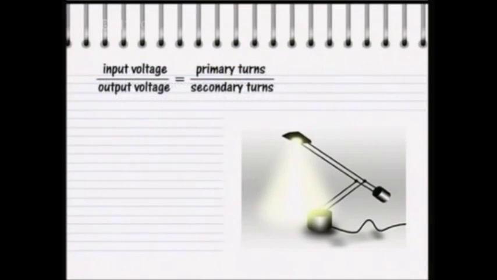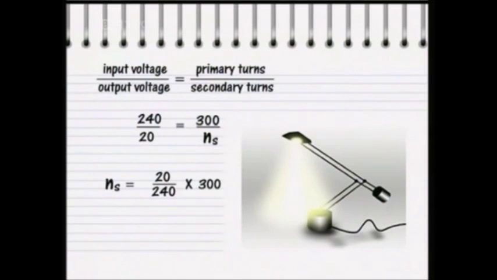We know that the ratio of the input to the output voltage in a transformer is the same as the ratio of the number of turns in the primary coil to the number of turns in the secondary coil. So that's input voltage, 240 volts, divided by output voltage, 20 volts, equals primary turns, 300, divided by secondary turns, Ns. If we rearrange the equation, we get that the number of secondary turns equals 20 divided by 240 multiplied by 300. That's 1 over 12 times 300, that's 25 turns.